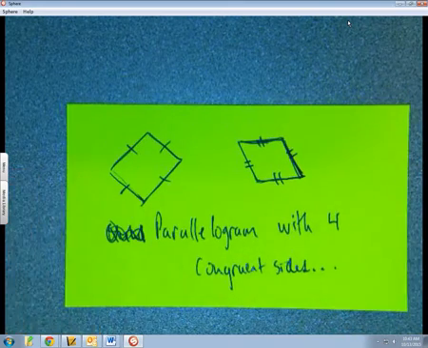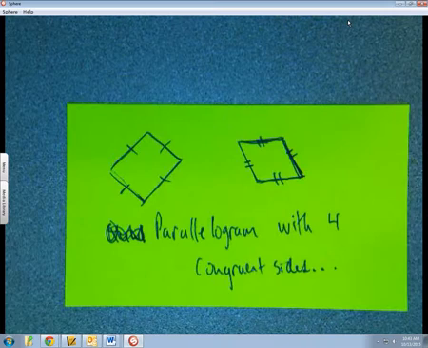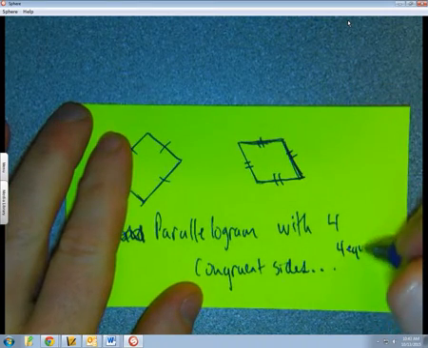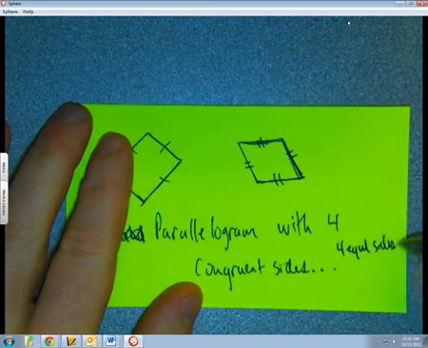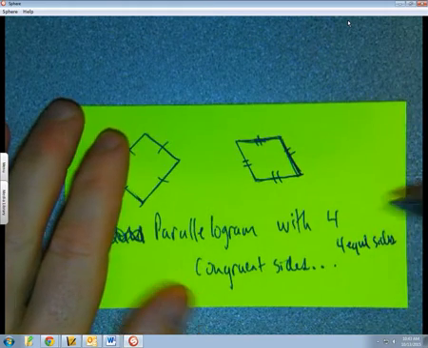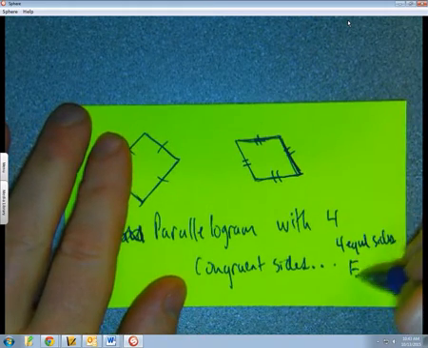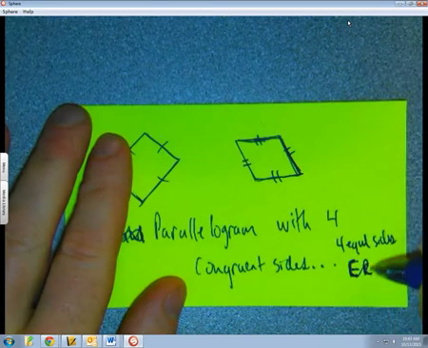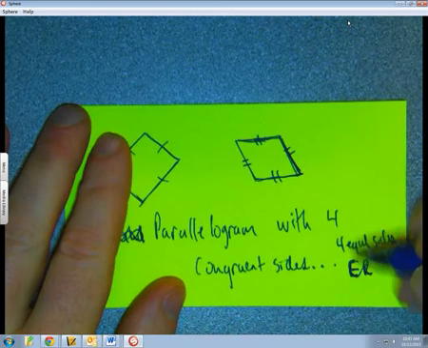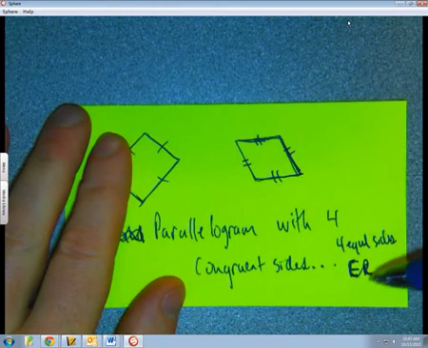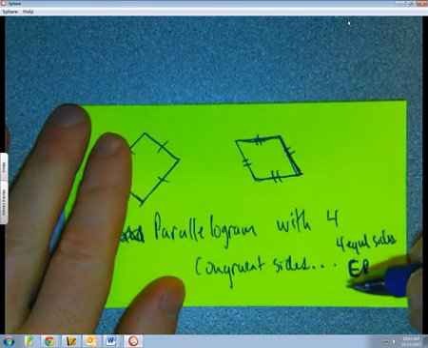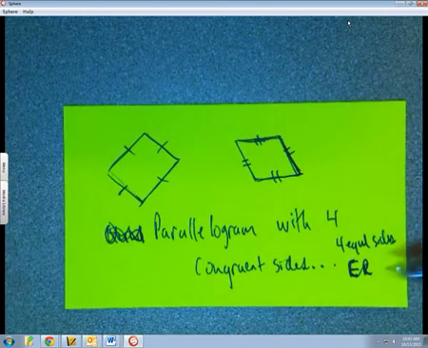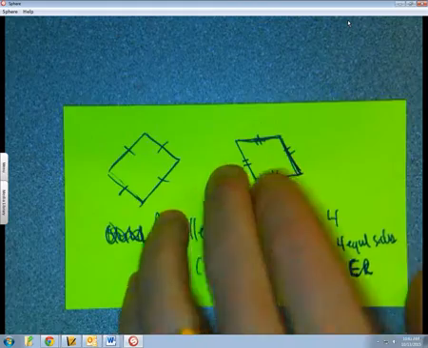Okay, so that is a rhombi. And I just remember four equal sides. Maybe you could go ER, the ER. That was a popular show back in the day. It's probably a little dated for you guys, but ER, emergency room, equal sides rhombus, or whatever works for you. So that is that.